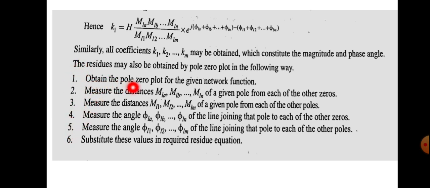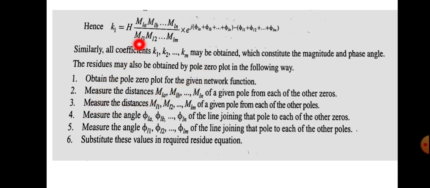First of all we have to obtain the pole zero plot of the given network function. Next we have to measure the distances M_LA, M_LB, M_LN of a given pole from each of the zeros. So this is the important thing. What does M_LA represent? L is a pole, and so M_LA represents the distance of a pole from each of the zeros. So M_LA, M_LB and M_LN come at the numerator side, you can see here.